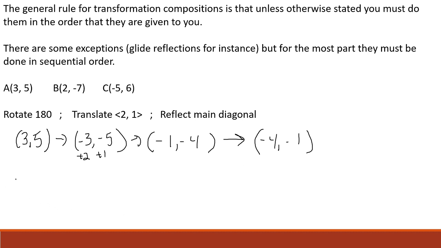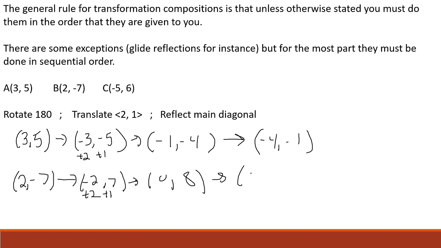I'm going to do the same thing to point B real quick. Go a little quicker on this one because we know the basics here. Rotate 180 means I reverse the signs. Add 2, add 1, we get (0, 8). And then swap the variables, we get (8, 0). Again, just one at a time all the way through. Last one here, (-5, 6). We rotate 180, so switch the signs.